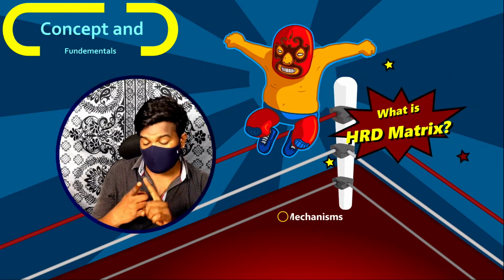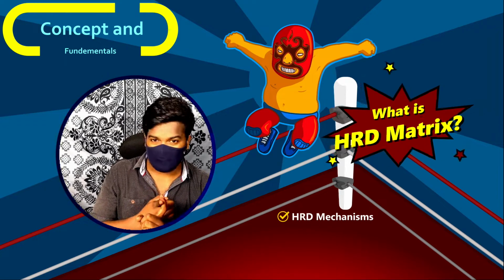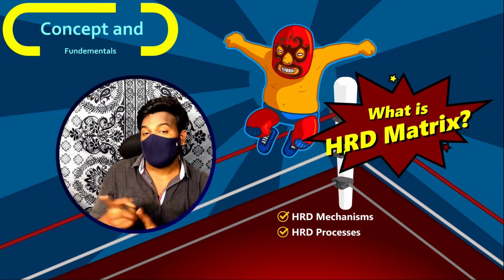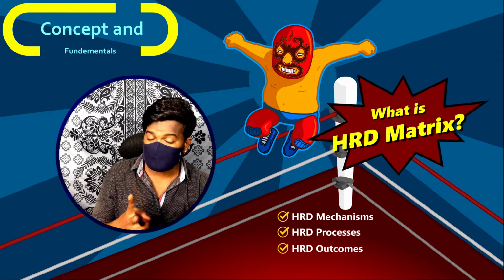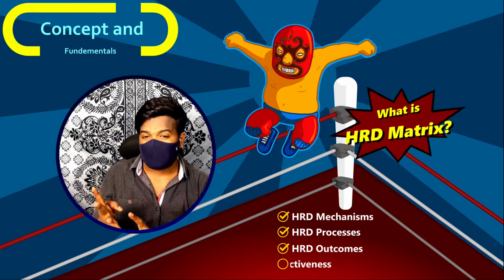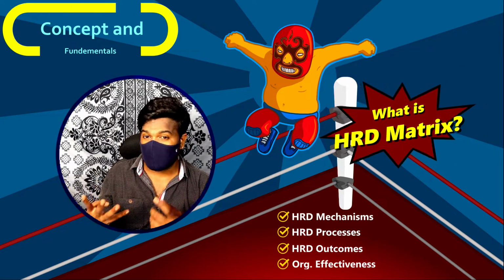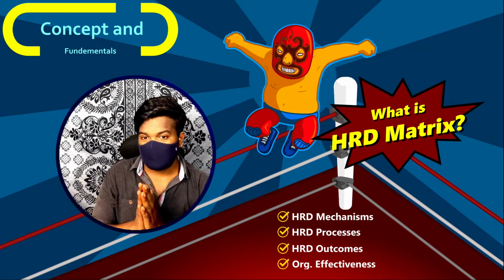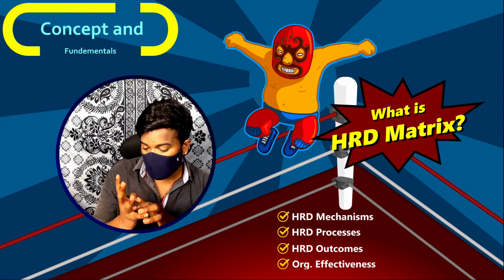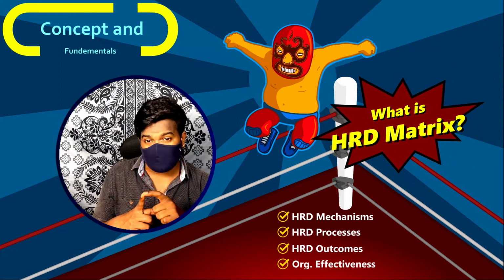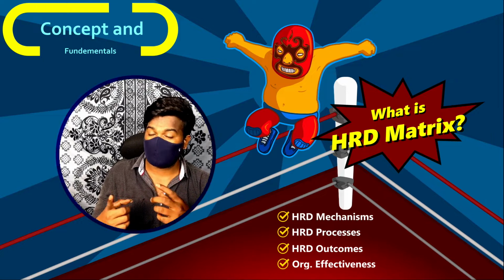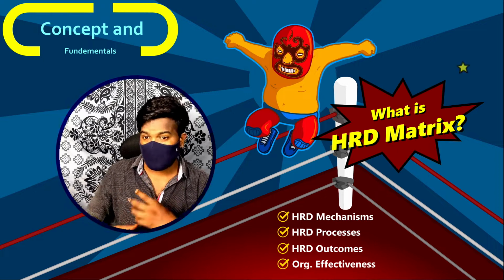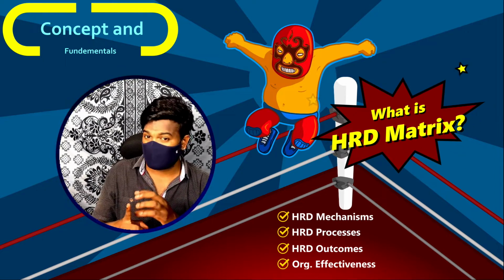The first component is the HRD mechanisms or subsystems or interventions, which we have already discussed. The second component is called HRD processes. The third component is called HRD outcomes, and the fourth component is organizational effectiveness, or basically the impacts or outcomes relating to organizational effectiveness or efficiency. Let us understand each of these components. HRD mechanisms or interventions are all the tools, techniques, mechanisms or subsystems that the organization uses in order to develop its human resource.